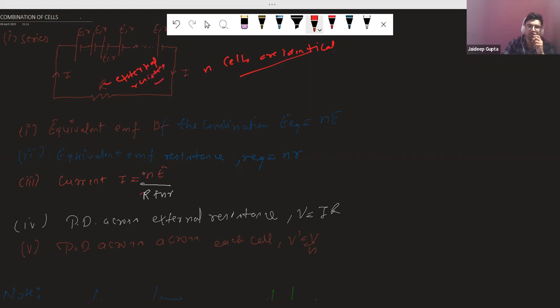Now, if we have to calculate the equivalent EMF of the combination, you have to remember: E equivalent equals n times E. Equivalent resistance is n times r. As we know, to calculate the equivalent resistance in series, you do R1 plus R2 plus up to Rn. Since the resistances are identical, r plus r plus r up to n times, the result will be n times r.